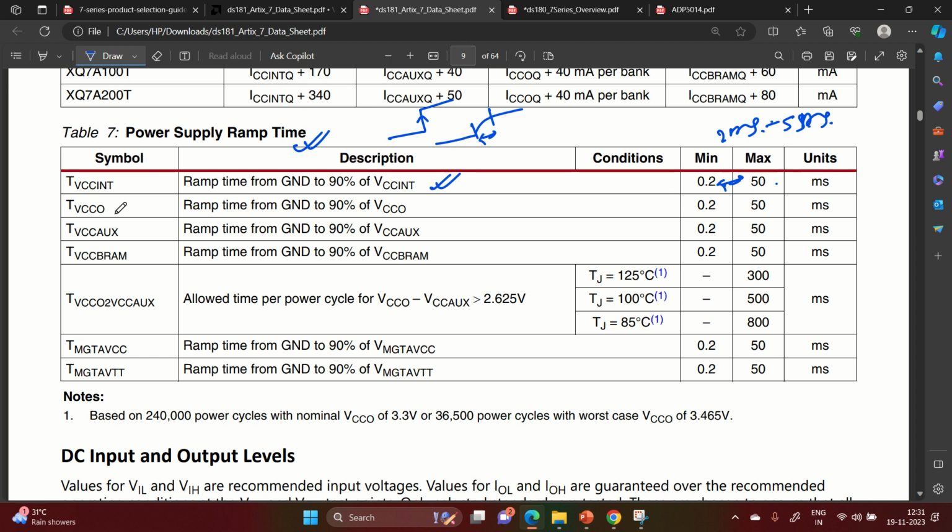Similarly, we will try to keep each power ramp up time between 2 to 5 milliseconds, so that it meets the minimum to maximum requirement. This is one more important table that you should keep in your design document.